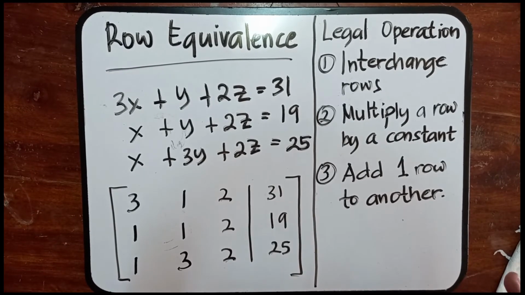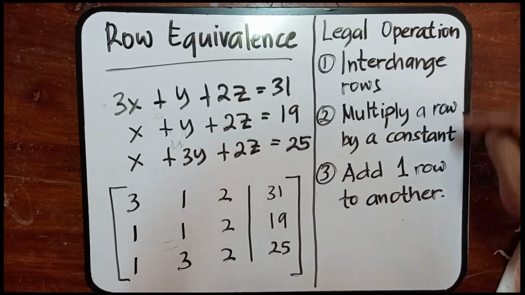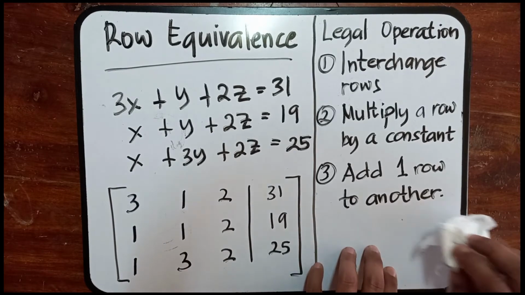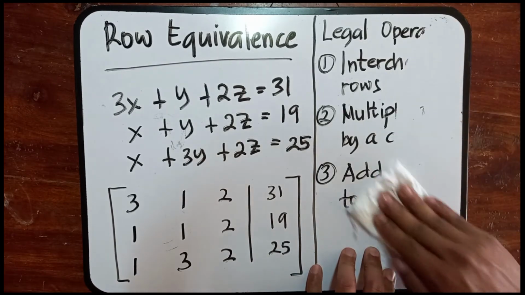Okay, so what I want you to do now is to copy these legal operations for row equivalence and then use that as your basis to solve system of equation. Because right now we don't have enough space to use to solve this given here. That is why for this moment I'm going to erase this first. Okay.